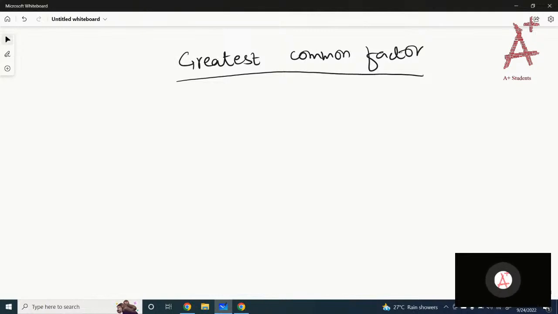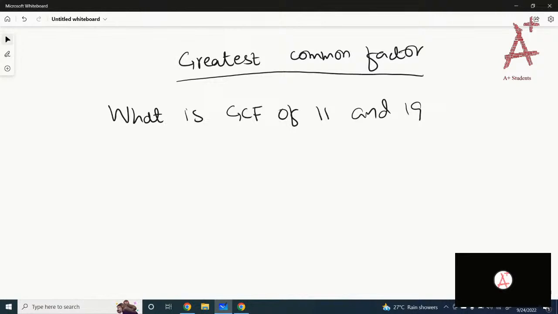Okay, what is the greatest common factor of 11 and 19? We have to write the greatest common factor of 11 and 19. I'm going to write greatest common factor in short form, that is GCF of 11 and 19. So the greatest common factor is the largest whole number that is a factor of each of two or more numbers. Got it? Please grab a notebook and pencil so that you can note down the important definitions. I'm going to write the definition of GCF on the board.